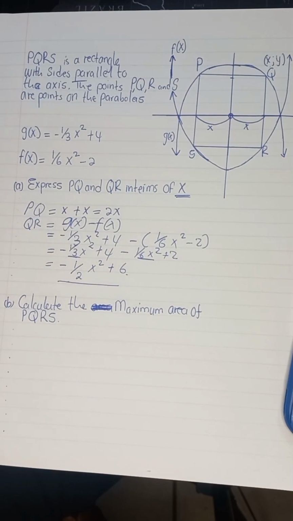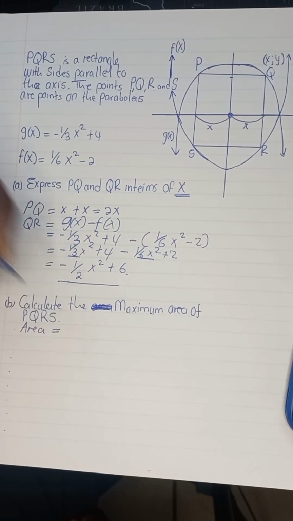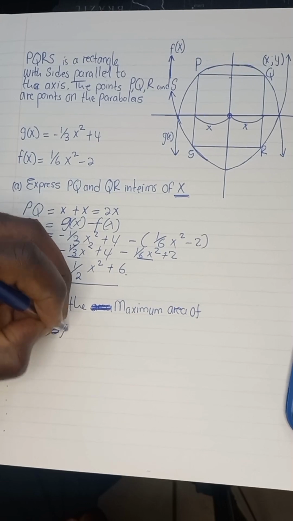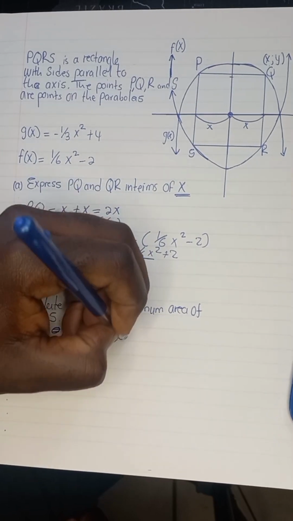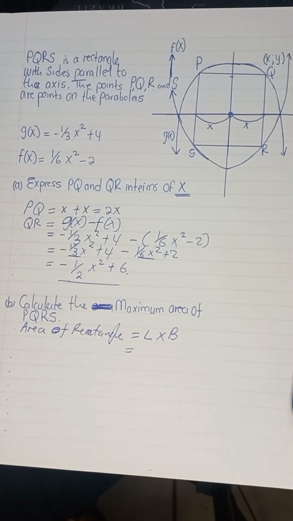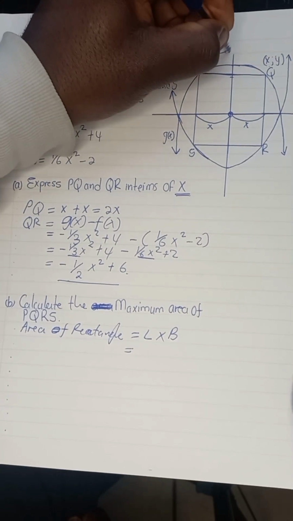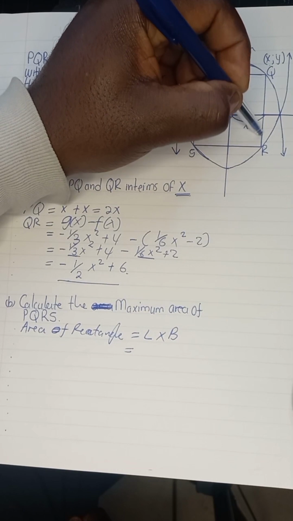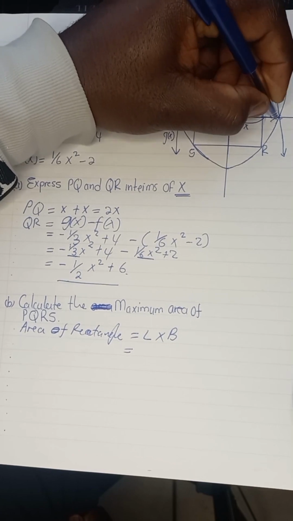And then now I'm sure we can move on to the next thing, which is to calculate the maximum area of PQRS. So here you need to first say length multiplied by breadth, which is the area of a rectangle. After that you find the first derivative, and then you equate it to 0 and find the value of x, and then replace the value of x back into the original equation, which will be the area of the rectangle. So let's do it.